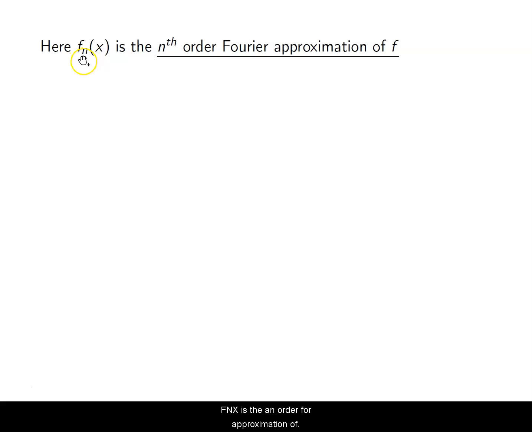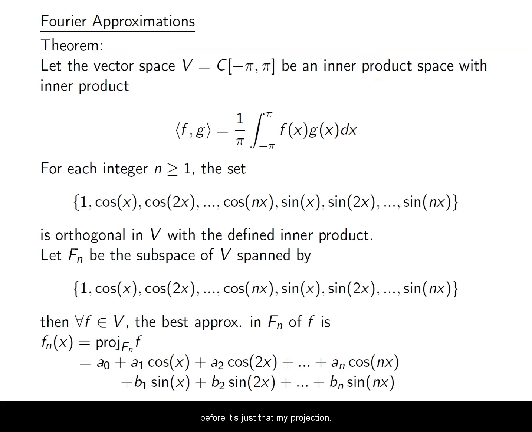Here, Fn of x is the nth order Fourier approximation of f, right? So again, we're really doing the exact same thing we did before. It's just that my projection, or my inner product, is given by this function, and my basis here is given by this for my subspace.